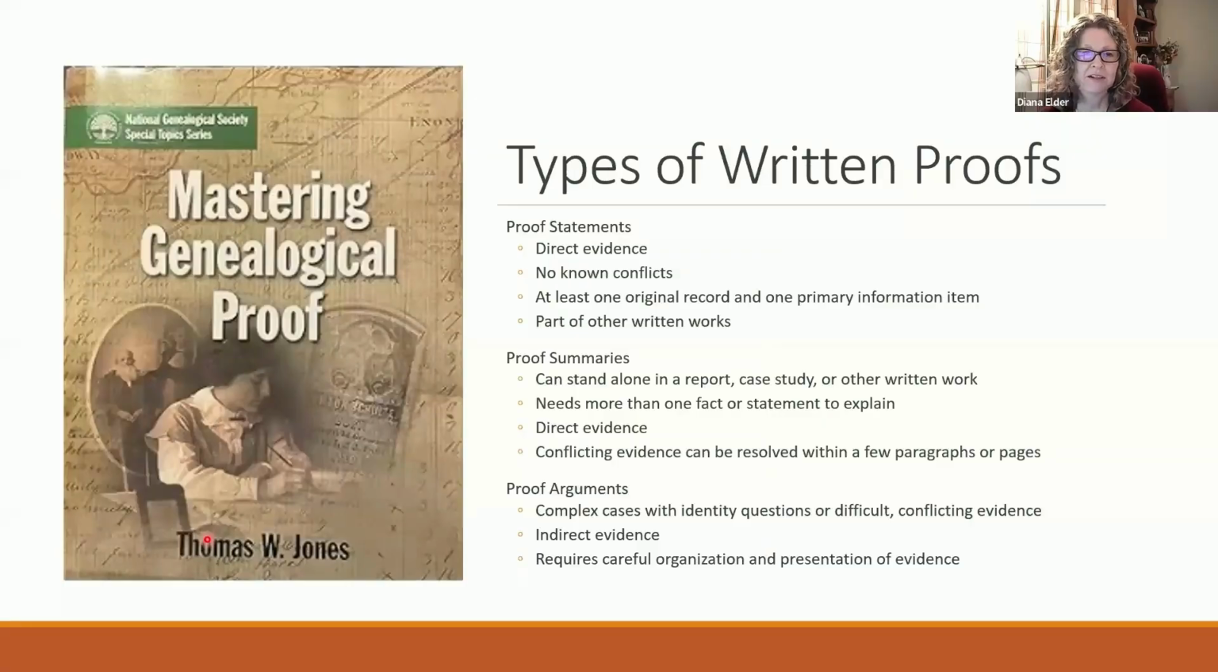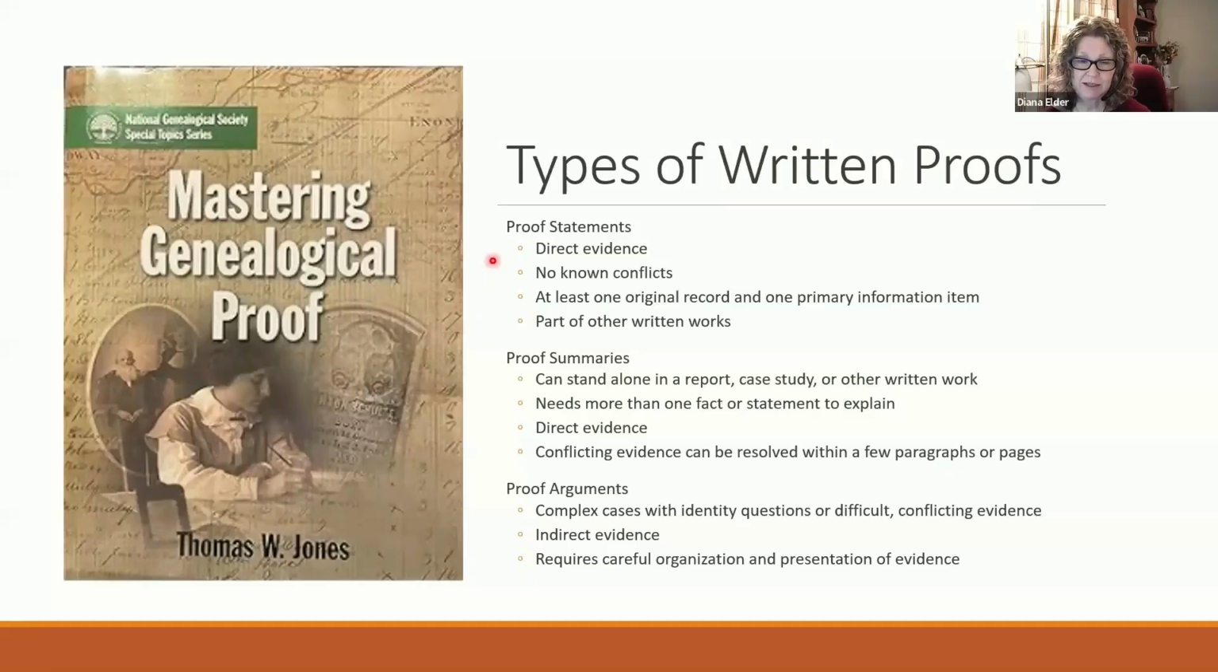So there are different types of written proofs. And I have got Tom Jones' book here, Mastering Genealogical Proof. He basically takes what's written in Genealogy Standards and expands it for the whole idea of proof. And he talks about each of the types of written proofs.